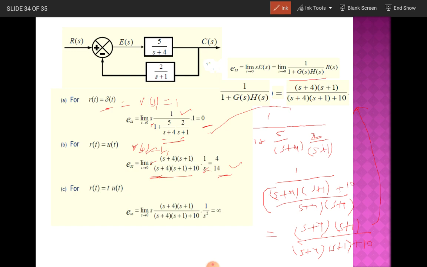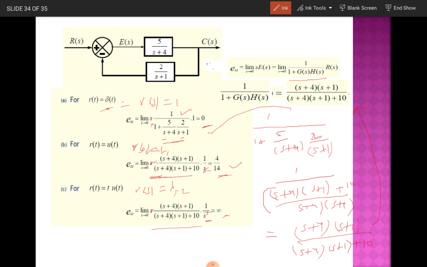For the third case, R of s is 1 by s square, so a ramp input. Again, write all the expressions in this. ESS equal to limit s tends to 0 of s into 1 divided by 1 plus G of s H of s into 1 by s square. So here one s term cancels. Anything divided by 0 gives infinity.